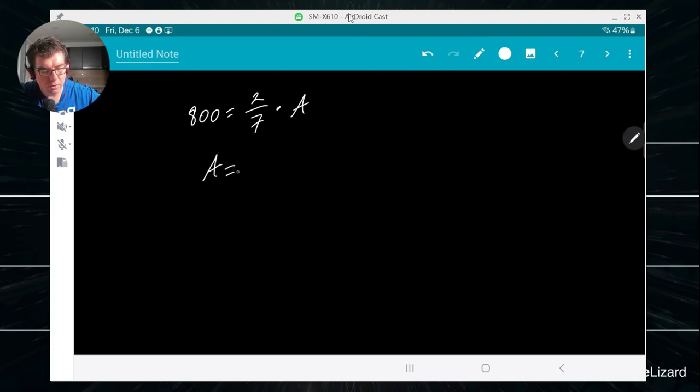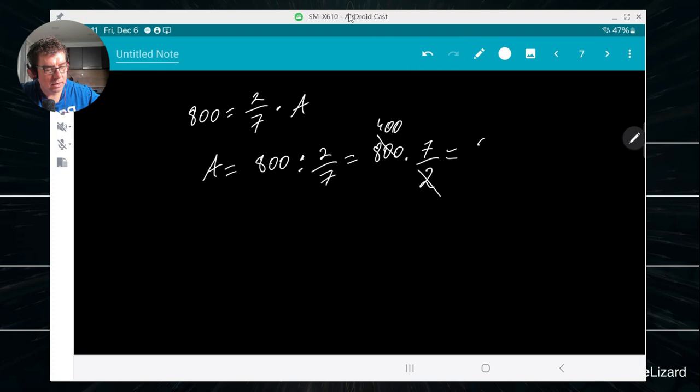So A equals 800 divided by 2/7, and as you know, when we divide by a fraction, this is the same as multiplying by the reciprocal of that fraction, and the reciprocal is just the fraction with numerator and denominator exchanging their places. Okay, so 800 times 7/2. I reduce 800 with 2, I get 400. 400 times 7 is 2800 meters squared. Okay, and that's the answer.